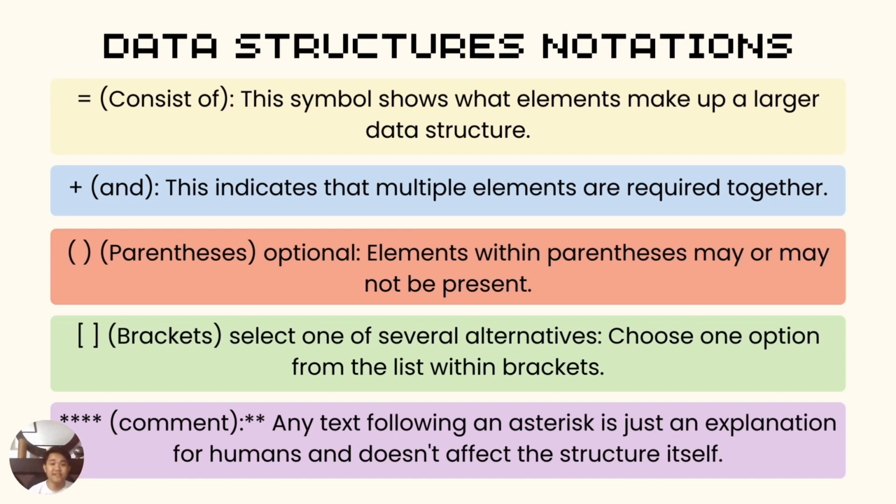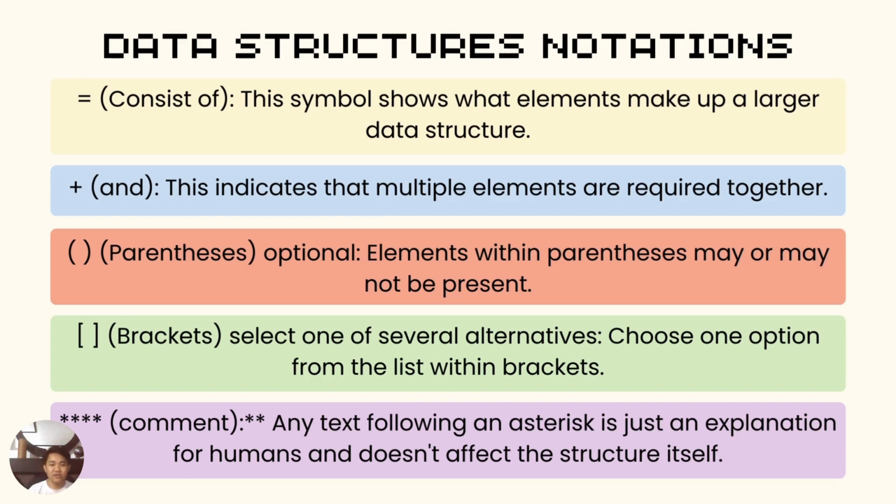We also have the parentheses. Elements within parentheses may or may not be present. Basically, you should use parentheses if the data or the element is optional. We also have the brackets, which select one of several alternatives. You choose one option from the list within brackets. It's self-explanatory: if you need someone to be able to pick from predefined choices. We also have the asterisk. These are just comments that you can put in your data structures.